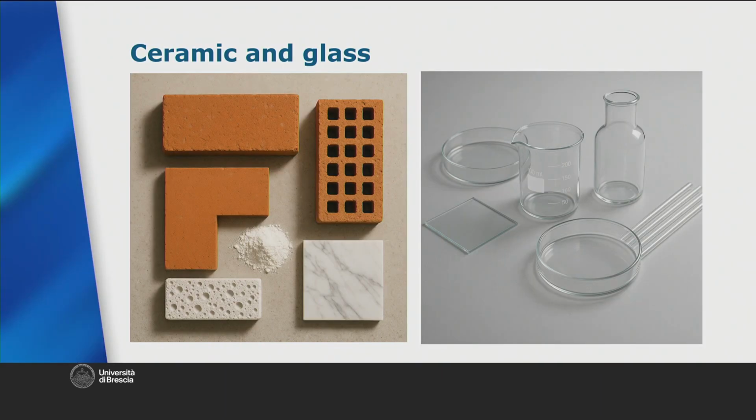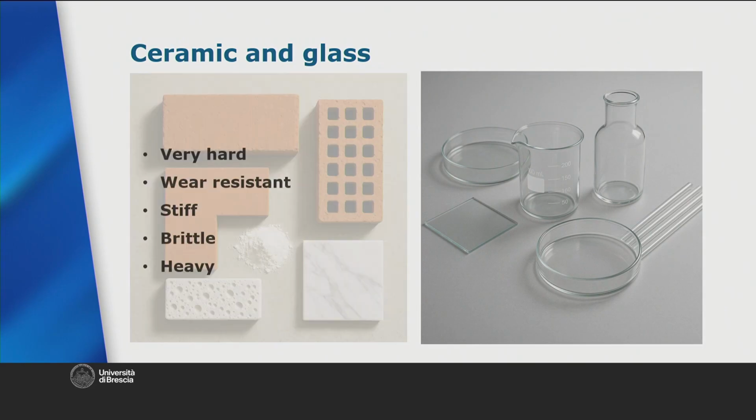Now let's look at a family of materials widely used in the construction sector, but also in advanced fields such as aeronautics and aerospace, chemical engineering, and pharmaceuticals. We are talking about ceramic materials and glass. The former are distinguished by their high hardness, resistance to wear, and to high temperatures. They are also characterized by remarkable stiffness. However, they have a significant drawback. They are brittle and often heavy.